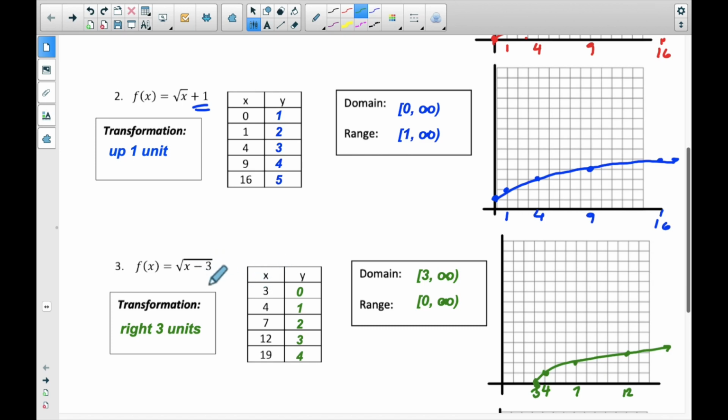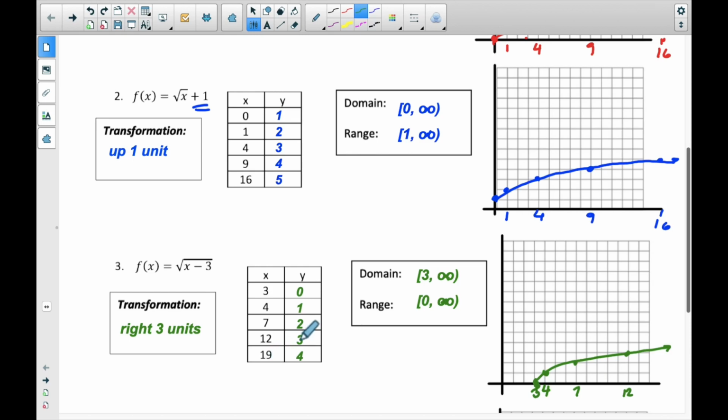And if it is on the inside, that is a right-left transformation. The minus, when it's inside, it's like the opposite of how it seems. So a minus means it moves right 3 units. In other words, this time my y values were the same as the original. It's my x values that changed, because I had to get a number in there that would make a square root. So I knew what numbers to plug in there.